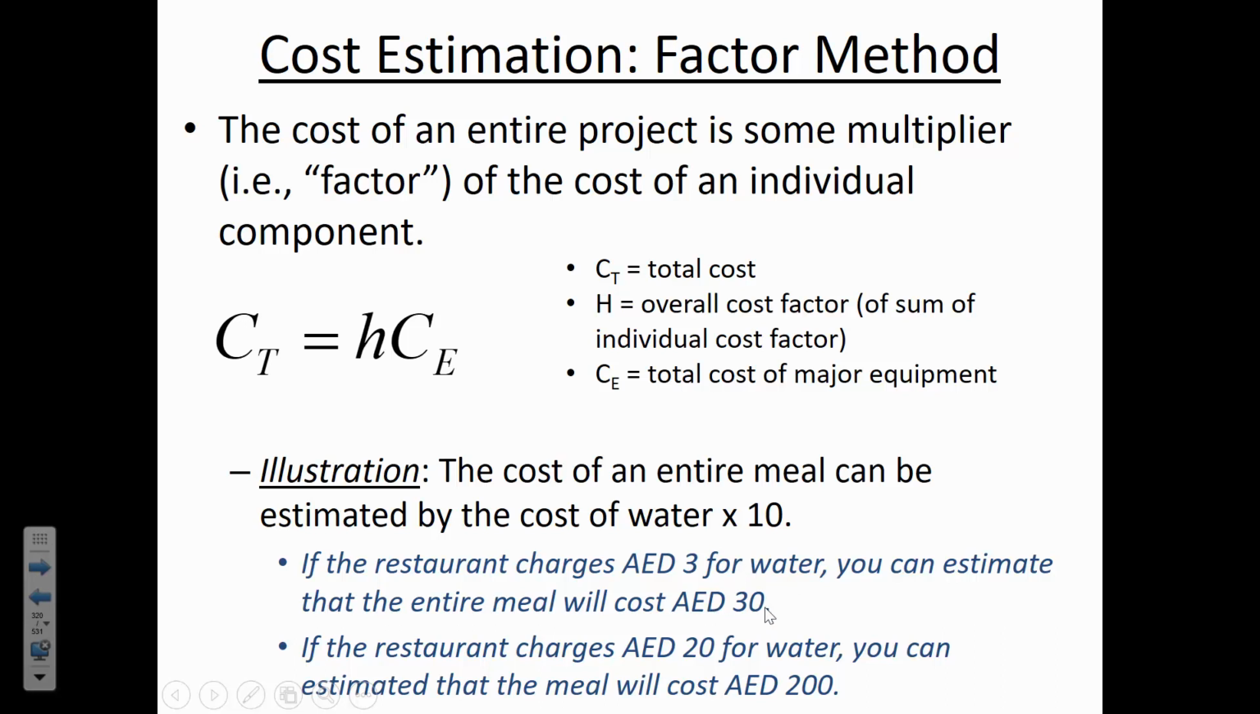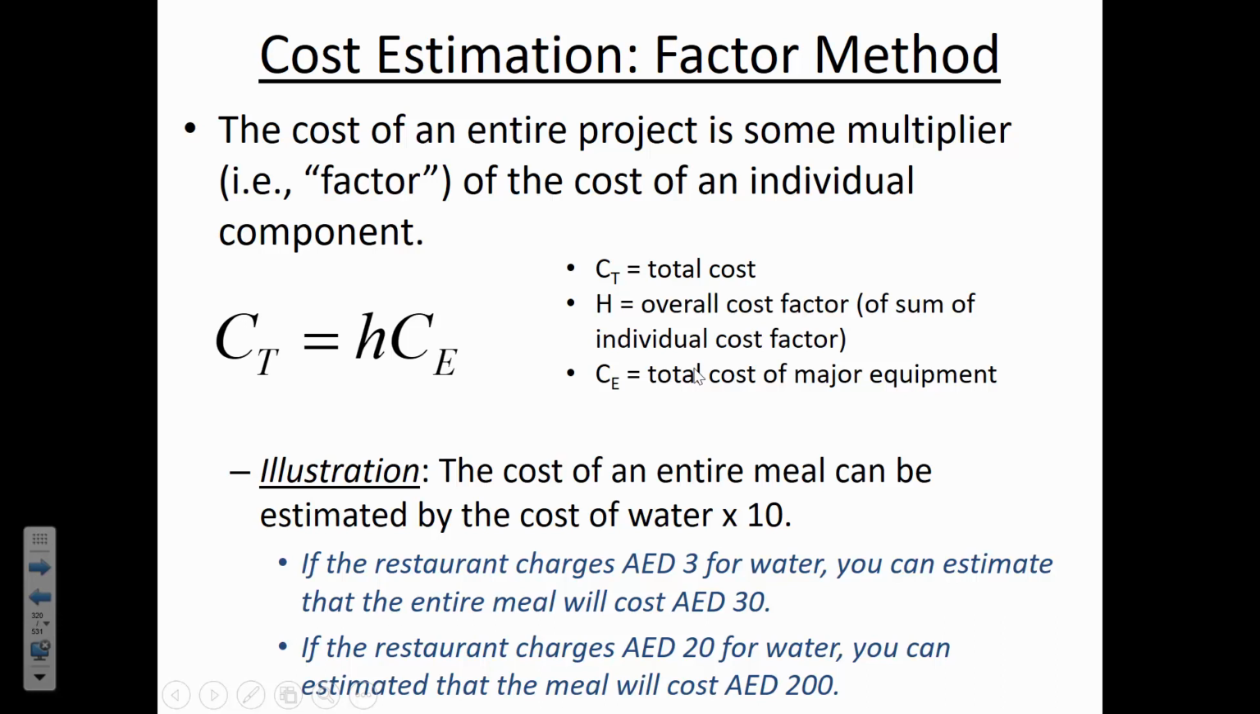And if they're charging 3 dirhams for water, which is less than $1, then roughly speaking, the meal as a whole will cost about 30 dirhams, which is, I don't know, like $8.50. But if you walk into a restaurant and look on the menu and they're charging 20 dirhams just for a bottle of water, then you know you're in for an expensive meal. And you don't have to look at the cost of chicken, rice, bread, anything else. You can just get an idea of the scale of the cost by looking at one of the individual components.